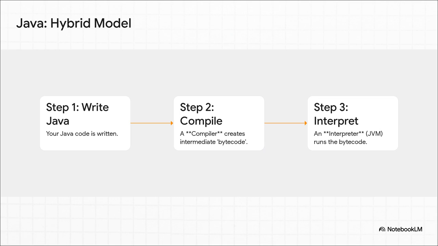Here's how it works. First, you take your Java code and you compile it. But, and this is the key part, you don't compile it all the way down to machine code, you compile it to this intermediate thing called bytecode. Then you take that bytecode and hand it over to an interpreter, which in Java's world is the famous Java Virtual Machine, or JVM. The JVM then runs that bytecode. So see, you get some of the benefits of compiling up front, like error checking, but you also get the write once, run anywhere portability that interpreters are so good at.